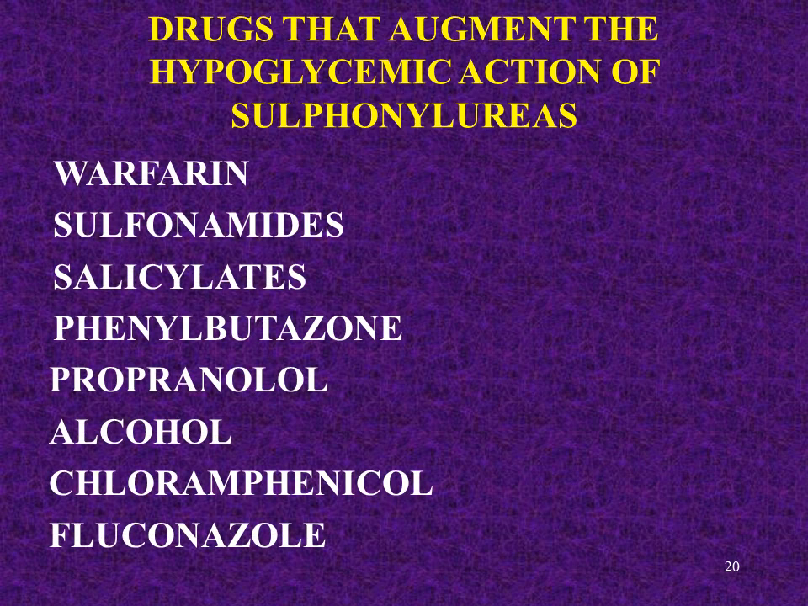Now we move on to the drug interactions of sulfonylureas. There are a few drugs which, when given along with sulfonylureas, can augment their hypoglycemic action. Let's have a look: warfarin, sulfonamides, salicylates, phenylbutazone, propranolol, alcohol, chloramphenicol, and fluconazole.